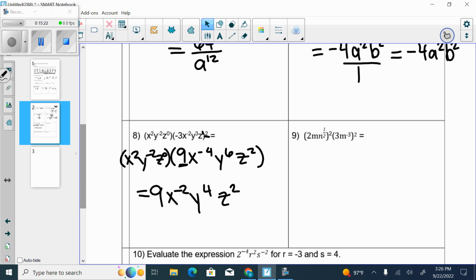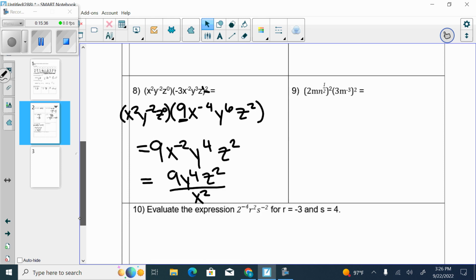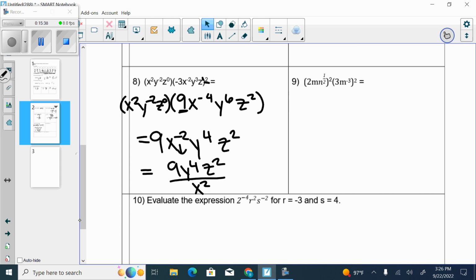All right, so what's the only thing I need to fix now? Right, and I'm going to move it down, right? So I'm going to have 9y to the 4th z squared over x squared. Just move that x squared down.